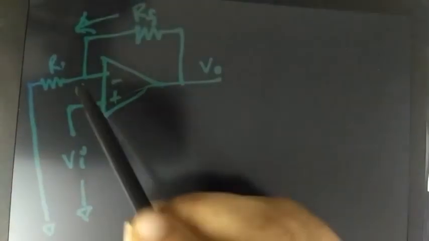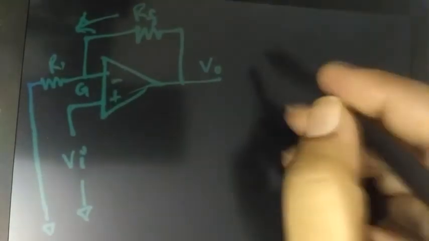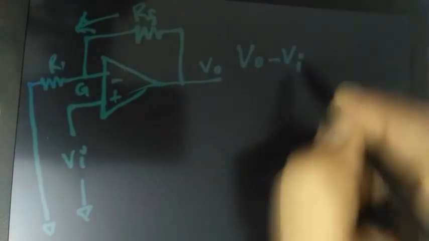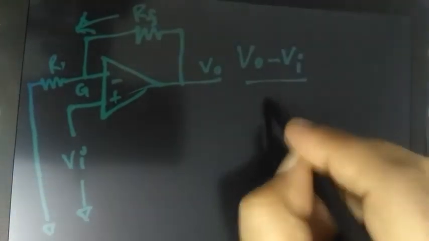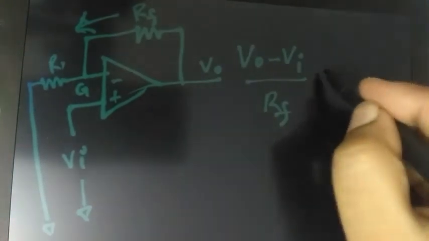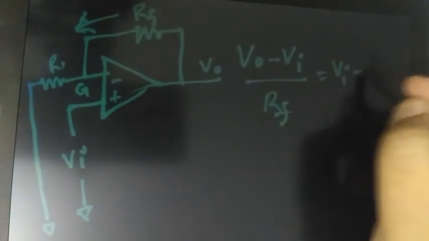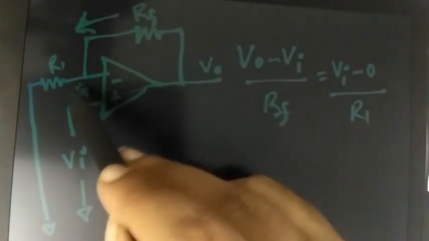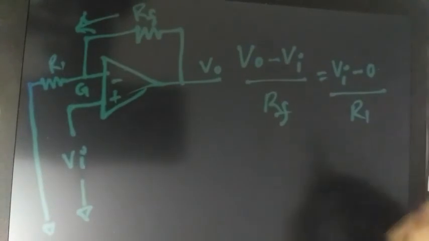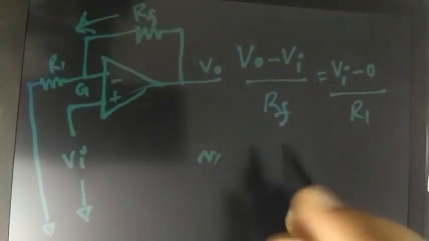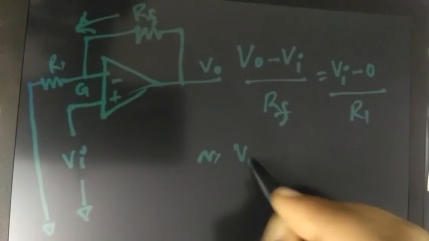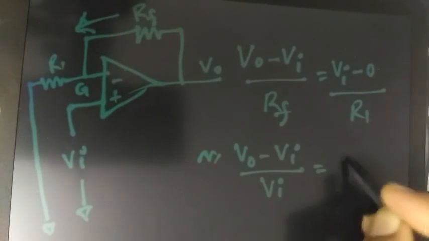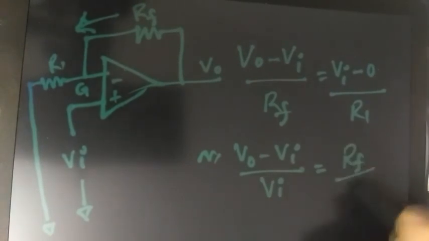Applying Kirchhoff's law at this terminal, at point G, we can write (V naught minus VI) by RF is equal to (VI minus 0) by R1. Why? Because this part is grounded, so VI minus 0. Therefore, we can write (V naught minus VI) by VI is equal to RF, that is the feedback resistance, by R1.